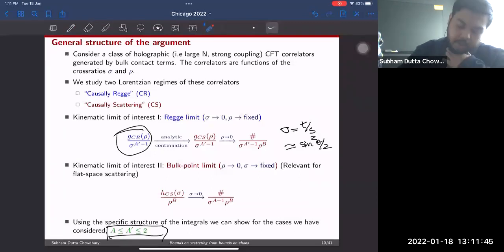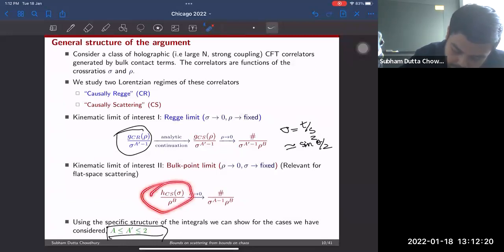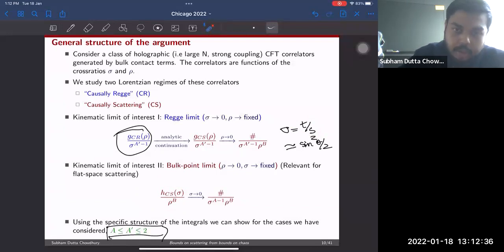One can ask, how do you know that this is related to scattering? It becomes evident that this is related to actual flat space scattering in the bulk point limit, where you look at the other order of taking the limits, where you take first rho to 0, keeping sigma fixed. It is known in the literature that if you take a holographic correlator and apply this limit, you will get something like this for bulk contact terms, and this coefficient will be your flat space S-matrix. This will be a function of T over S, and you will also have some powers of momenta sitting outside.